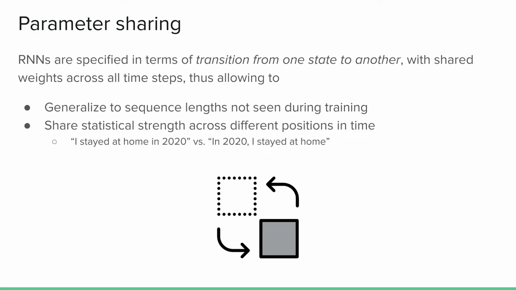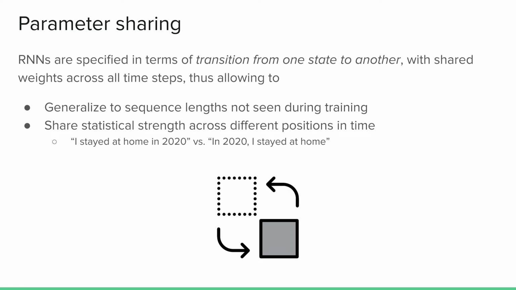RNNs are specified in terms of transitions from one state to another with shared weights across all time steps. So we use the same matrix and repeat the same matrix multiplication, the same operation, multiple times for each input sample. By doing this, we allow the RNN to generalize to sequence lengths that it hasn't seen during training, because it doesn't matter. It will use the same values regardless of whether you feed it 1 input or 10 inputs. And it shares statistical strength across different positions.